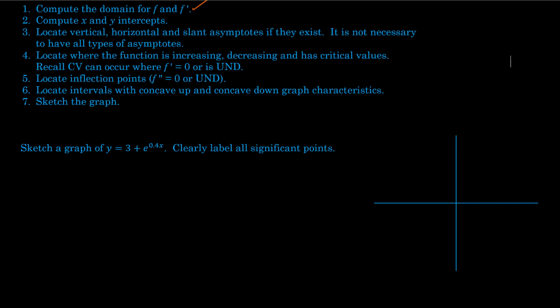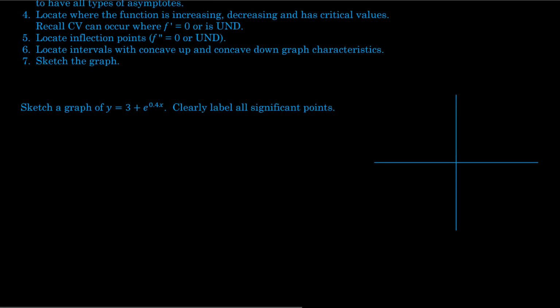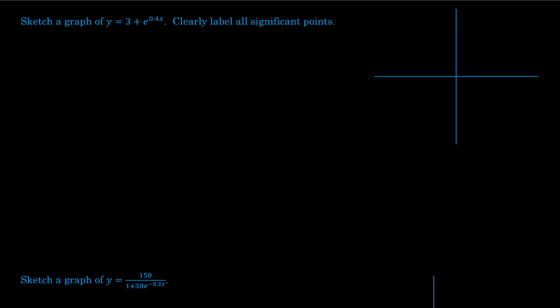let's look at this function and we're going to consider graphing this. With the function y equals 3 plus e to the 0.4x, first notice the domain is all real numbers. There are no values of x that we could put into this that are going to cause any problems. We don't get any negatives in natural log. We don't get any negatives in a square root. We don't get zeros in denominators. It's all good. So the first step that we're going to consider is the domain.